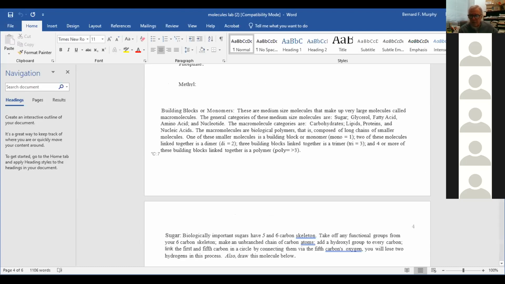So let's look at the structure of sugar molecules. All right, so now we're going back to the web.